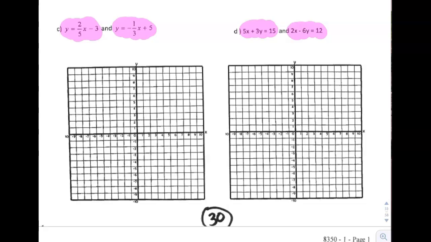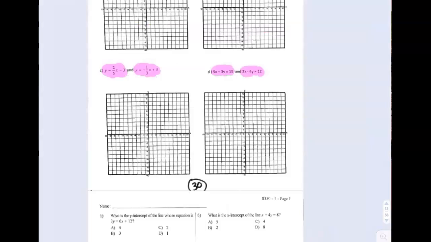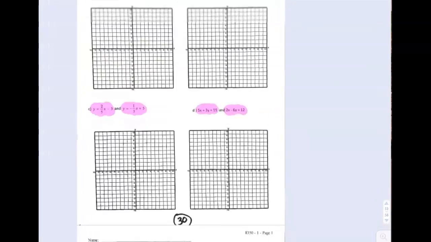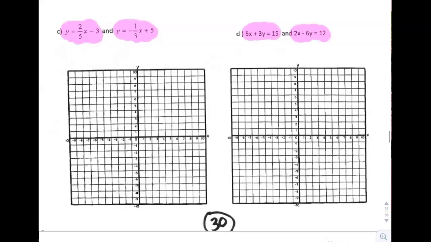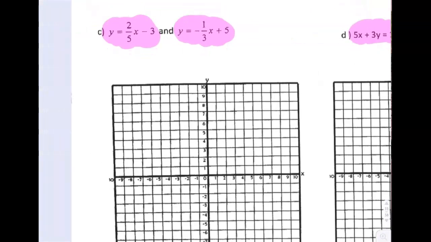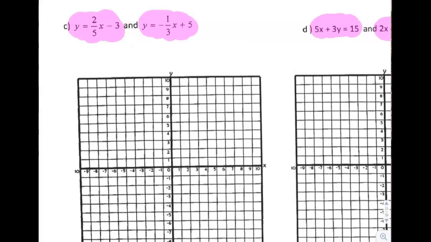All right, we're going to cover a couple things today. First, I need you to be at the bottom of page 30. These two graphs at the bottom of 30. Okay, and we're focused on this one first. We are going to graph both of these lines, this line and this line.